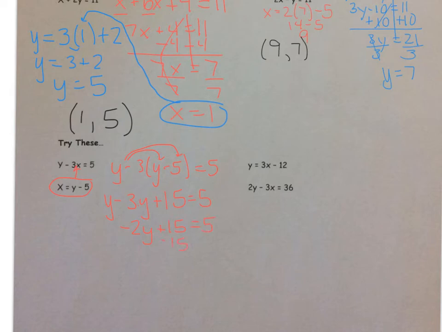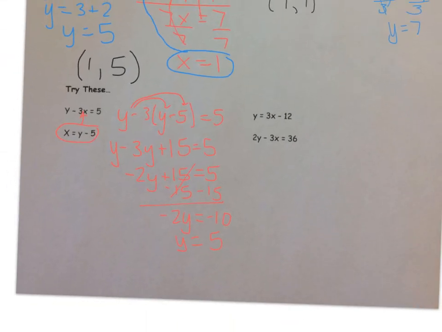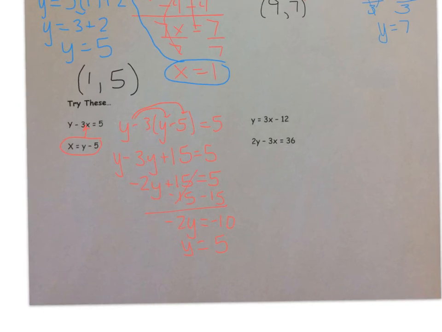Subtract 15. Negative 2y. Don't forget to bring down the negative. Equals negative 10. Divide by negative 2, and y is 5. Didn't show that last step. But, okay, so take y is 5, put it back into this equation. So x equals 5 minus 5. Oh, well, 5 minus 5 is 0. So it looks like our solution is 0, 5.